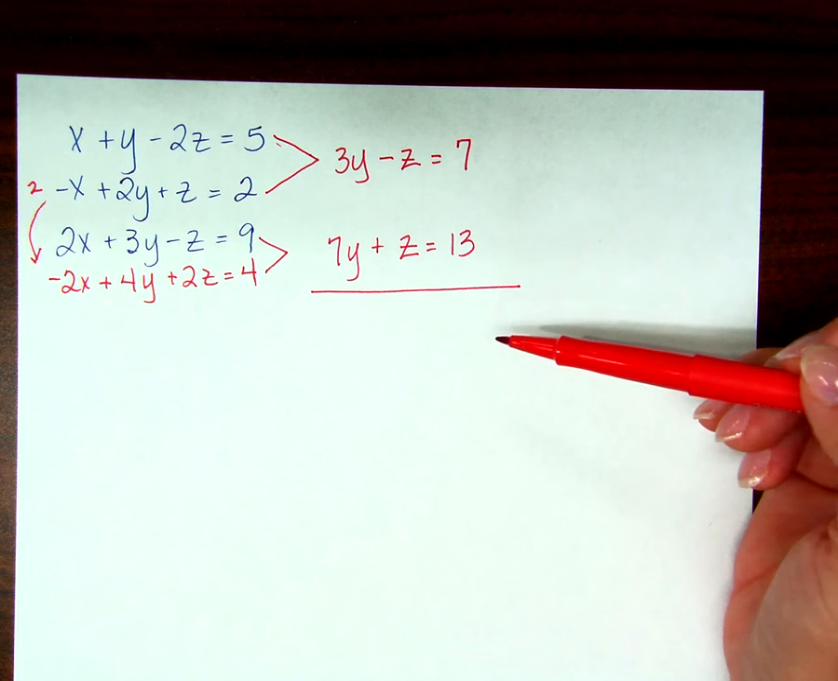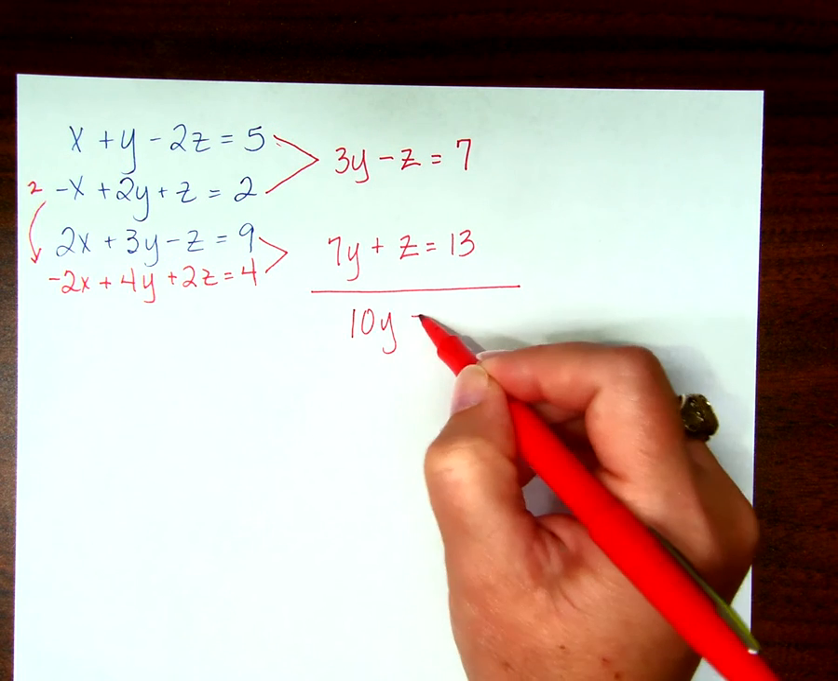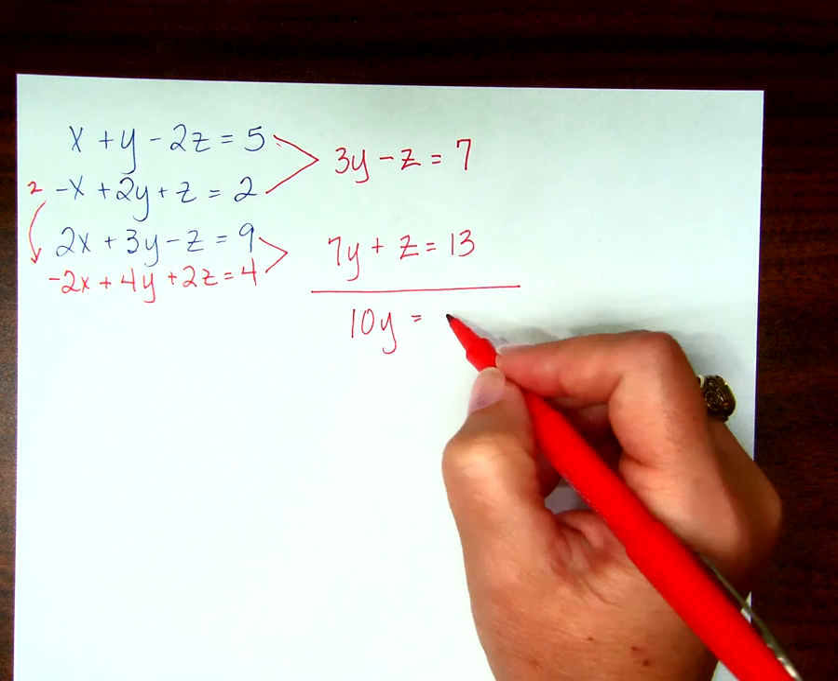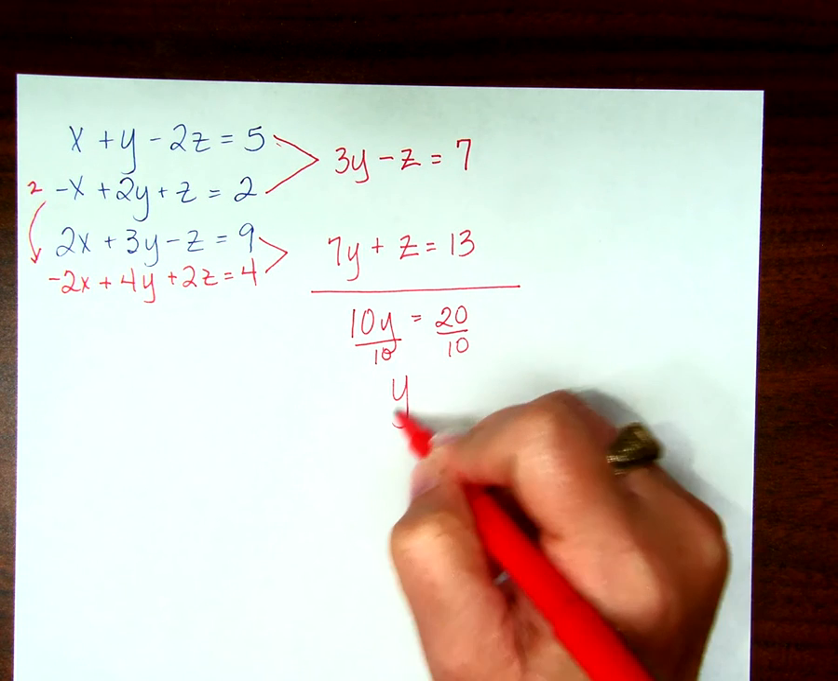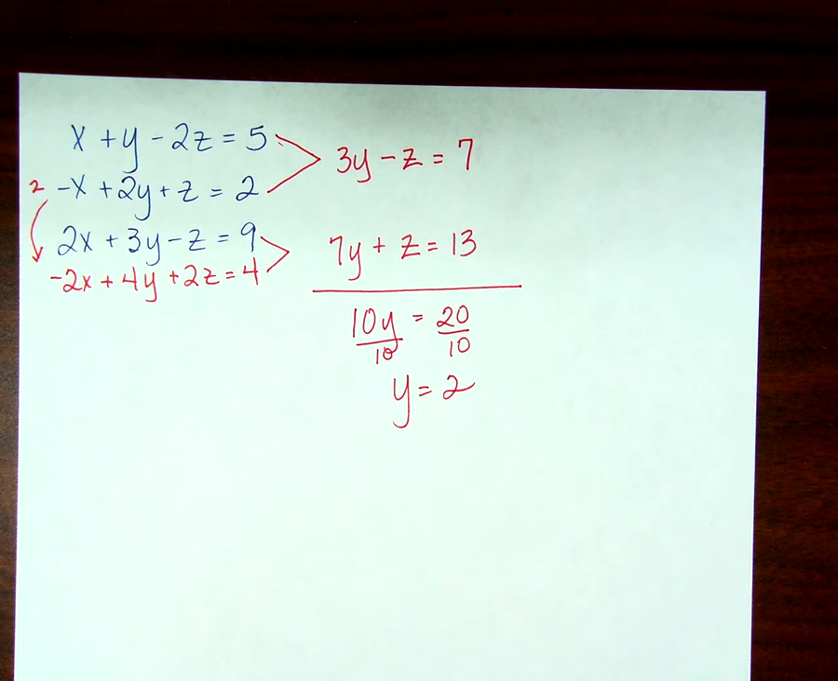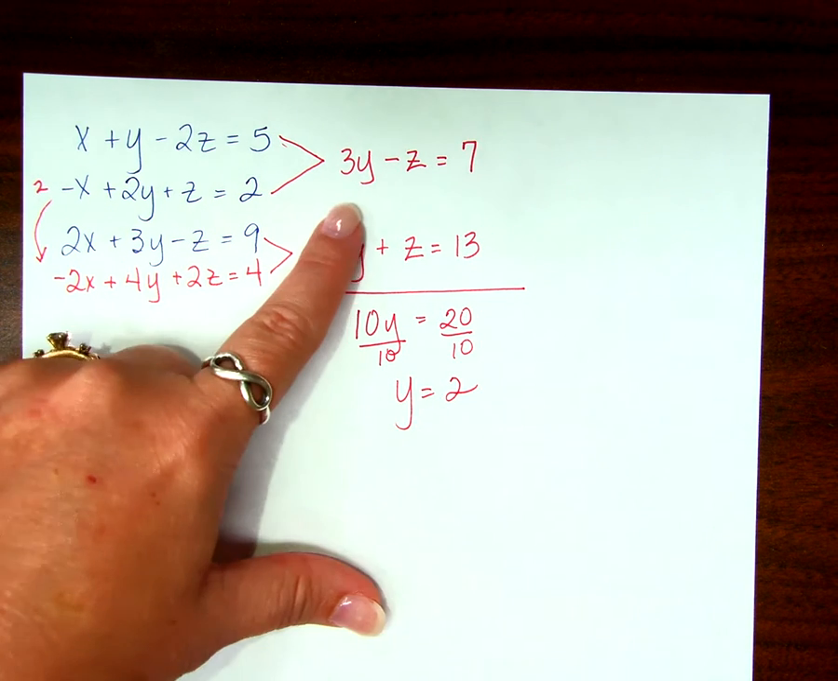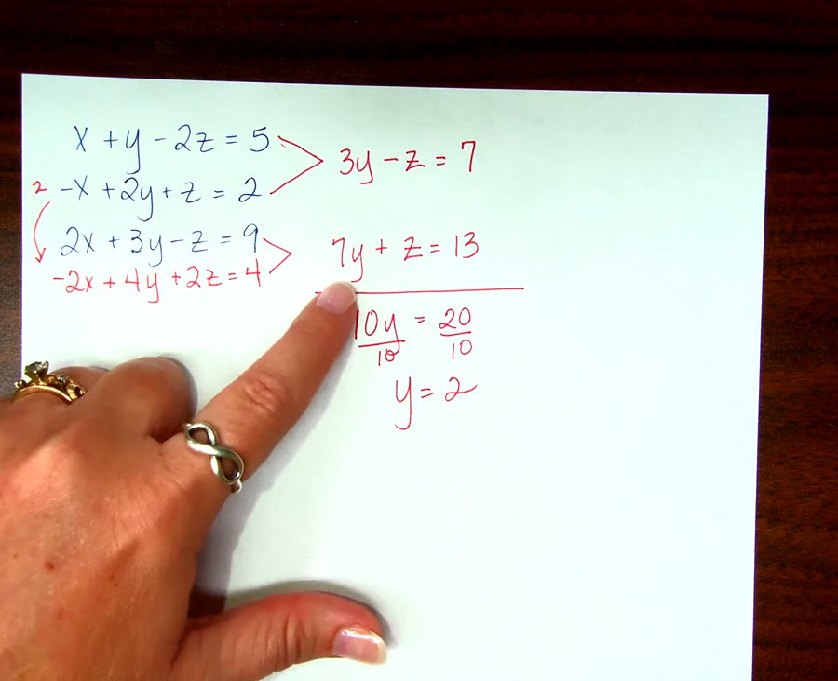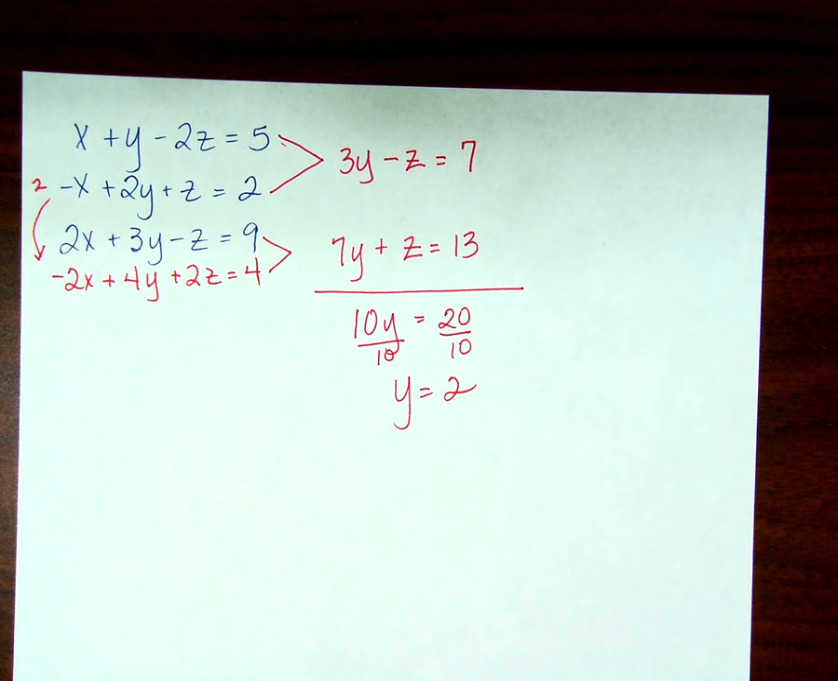And in this particular case, I already have same number, opposite sign. I can just straight add them up. 3y and 7y is 10y. 7 and 13? 20. Divide both sides by 10, and I have my value for y. Perfect. Where do you want to plug it in? Top equation, like up here? Oh, like right here, right? Which one would you choose? This one or this one? The top one. You would choose the top one?